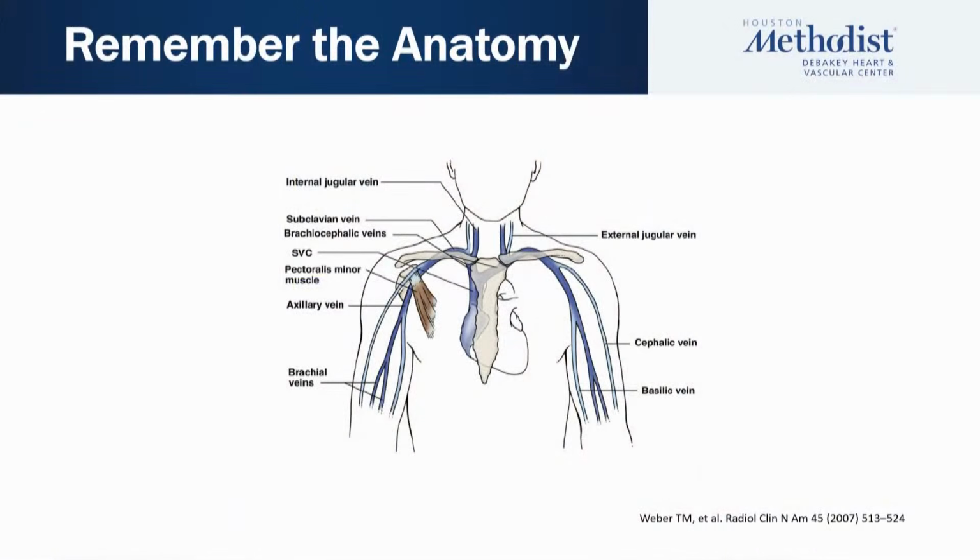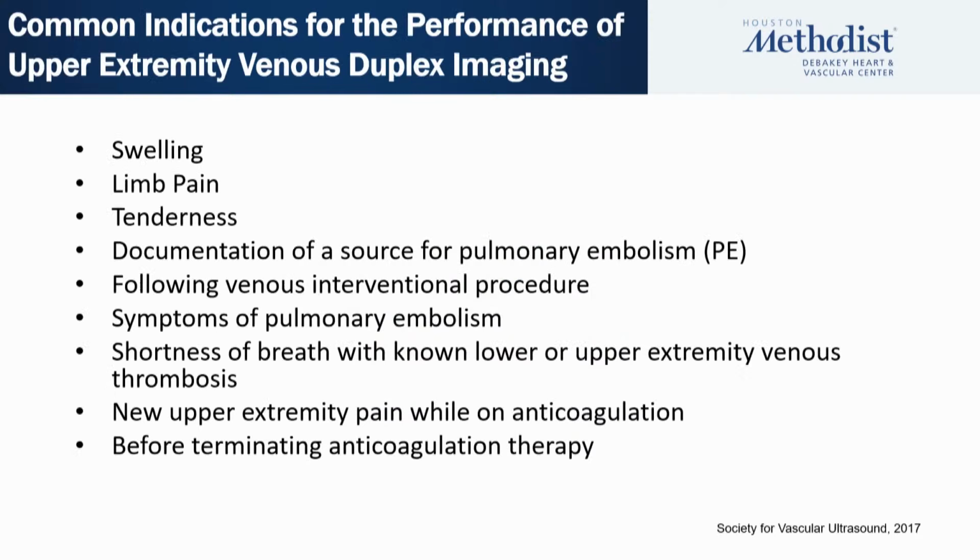For all of those who are familiar with this, the anatomy of the upper extremity is quite simple. We have the central veins, which include the subclavian and innominate veins, the axillary vein, and the brachial vein. The superficial veins include the basilic vein and the cephalic vein in the upper arm, and also the basilic vein and cephalic vein in the forearms.